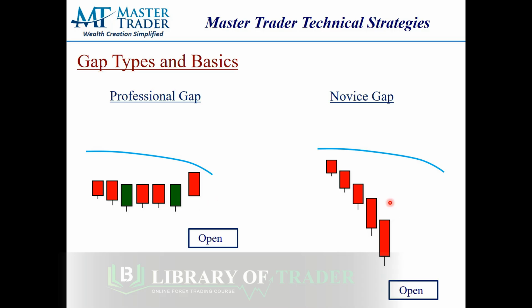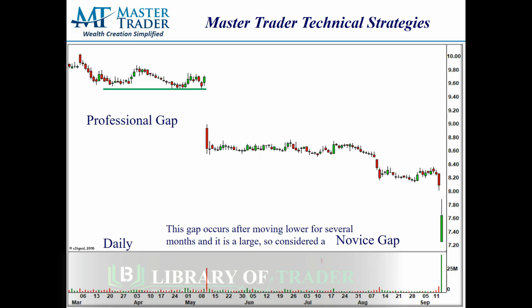This example of a novice gap is one in which it was in a downtrend. It's been going down for a period of time. Notice the wide range bar that suggests the end of the move, and then it gaps lower on a continuation to the downside, which is considered novice after falling this far already. This is a very simple concept once you understand it, and you can see it quite easily. But let's go through a few examples.